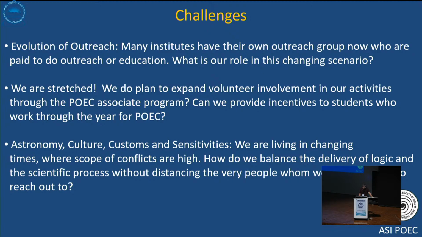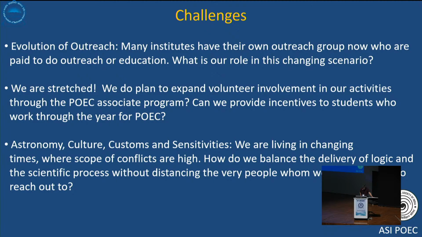Right now, the government has basically mandated that every institution has their own outreach teams. Whereas 10 years before, ASI POEC was pretty much the only game in town doing outreach, now multiple other organizations are doing it. What is our role in this changing landscape is something to think about. We are stretched. We need more volunteers for our activities. I've been watching who's doing what. I think now we are ready to expand the association program to incorporate more people.